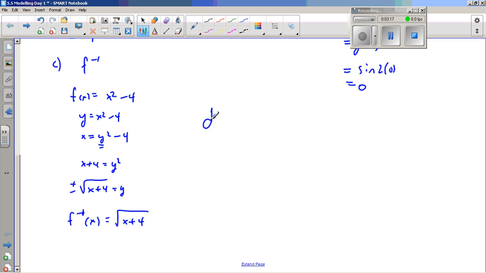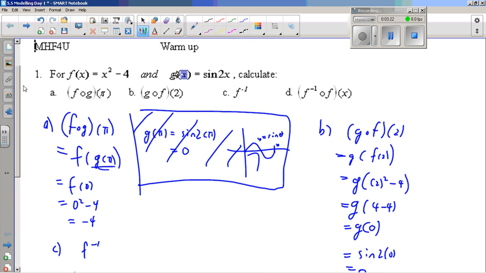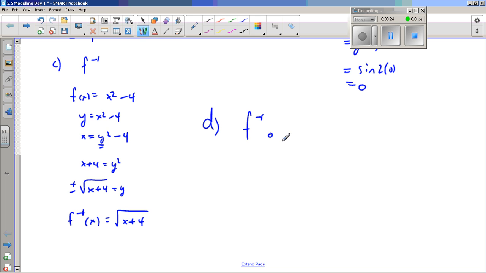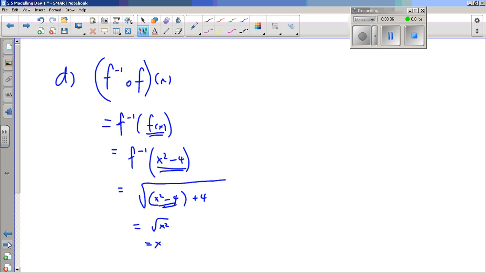And then for D, notice, I hope you recognize this by now. We talked about this so much this year. This is a fact you should know. F inverse composed with f is just plain old x. But if you want to see it long version, I've written it here, and you can pause it if you like. I'm going to go through it really quickly.